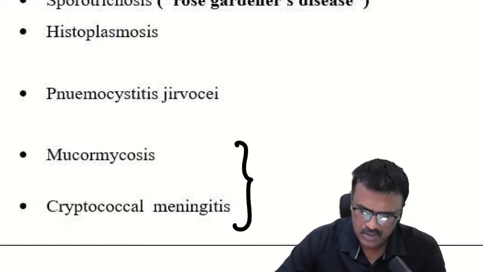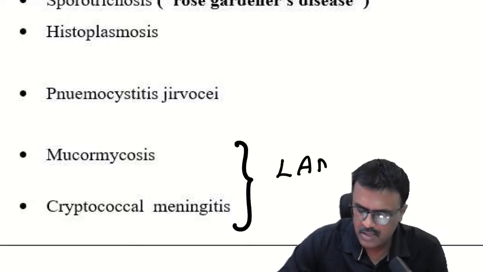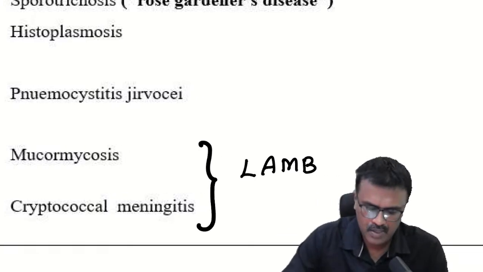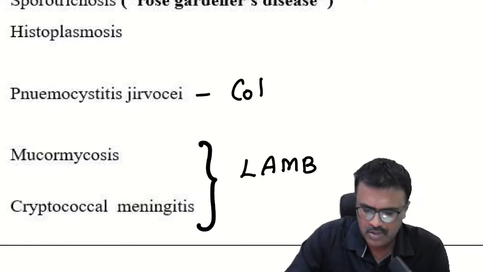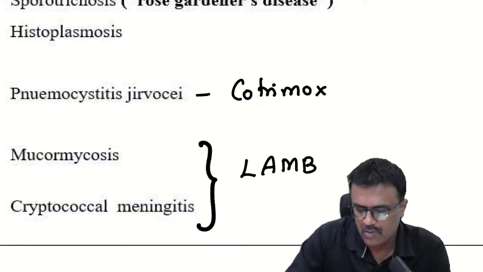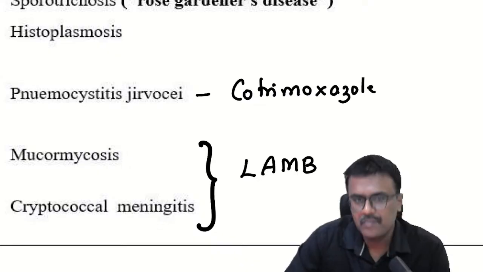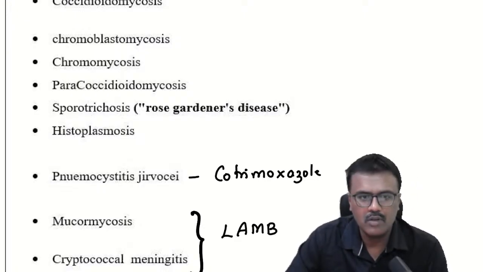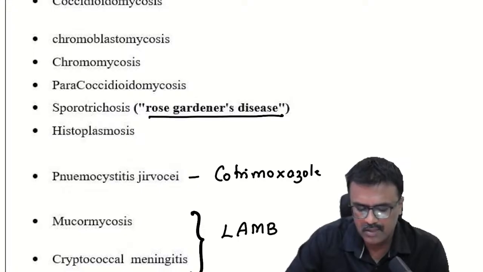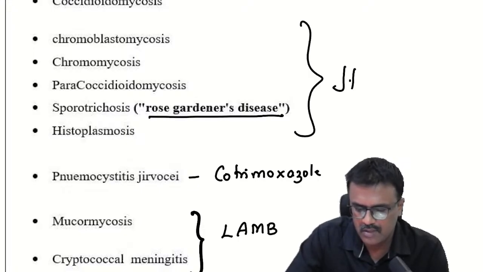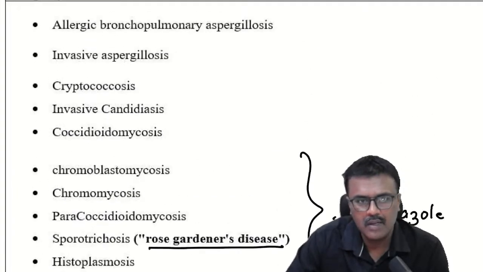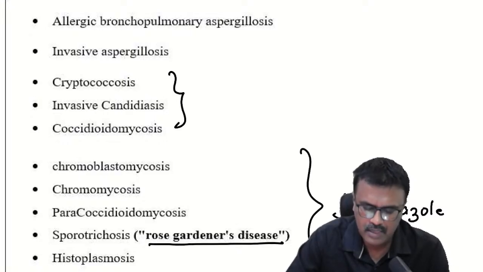So mucormycosis and cryptococcal meningitis, the drug of choice is LAM. What is LAM? Liposomal amphotericin B. Pneumocystis pneumonia, the drug of choice is cotrimoxazole. Then chromoblastomycosis, paracoccidioidomycosis, the rose gardener's disease, histoplasmosis, the drug of choice is itraconazole. Then coming to cryptococcosis, candidiasis, coccidioidomycosis, fluconazole.